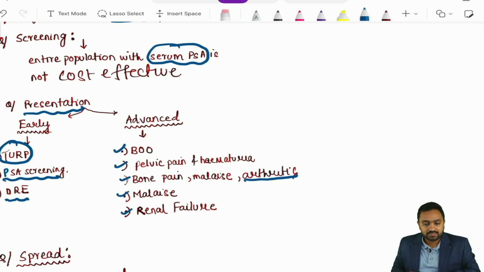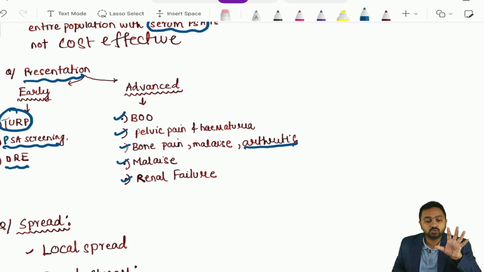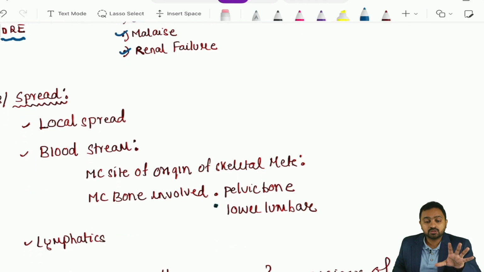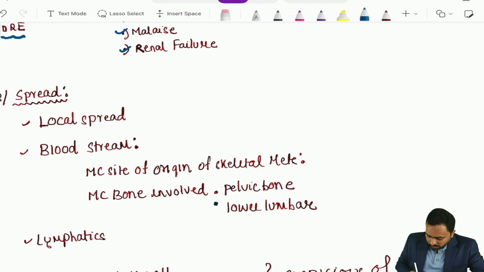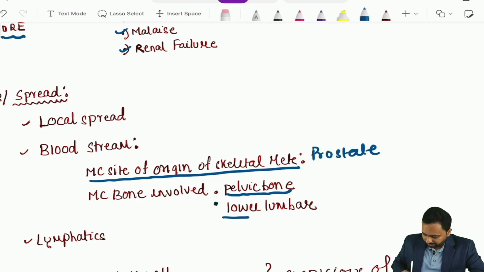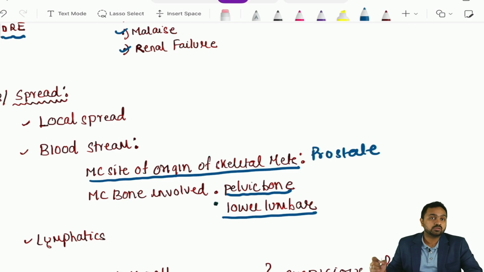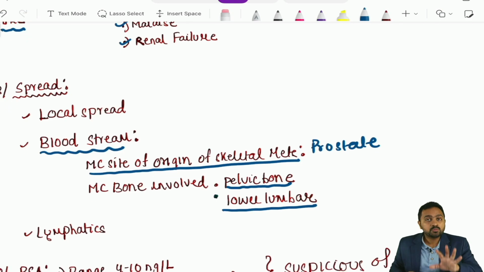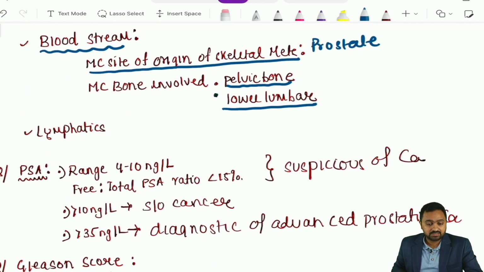Now, regarding spread, there are three modes of spread, which include local spread, bloodstream spread, or lymphatic spread to the iliac group of lymph nodes. The most common site of origin of skeletal mets is actually the prostate, and the most common bones involved include the pelvic bone or the lower lumbar vertebrae. Right, so please remember that involvement of the pelvic bone or lower lumbar vertebrae is via the bloodstream or hematogenous route.